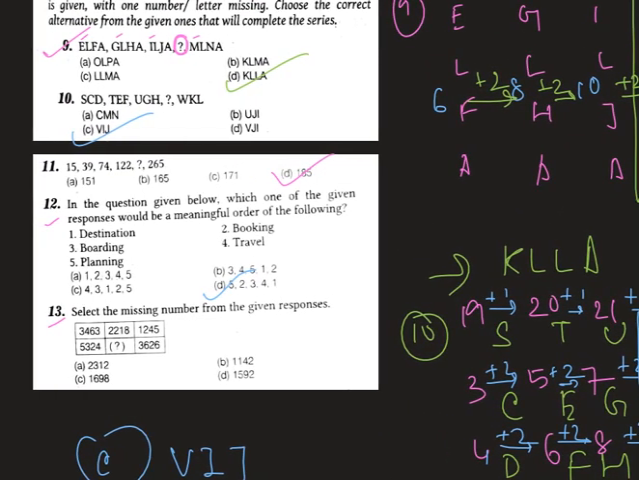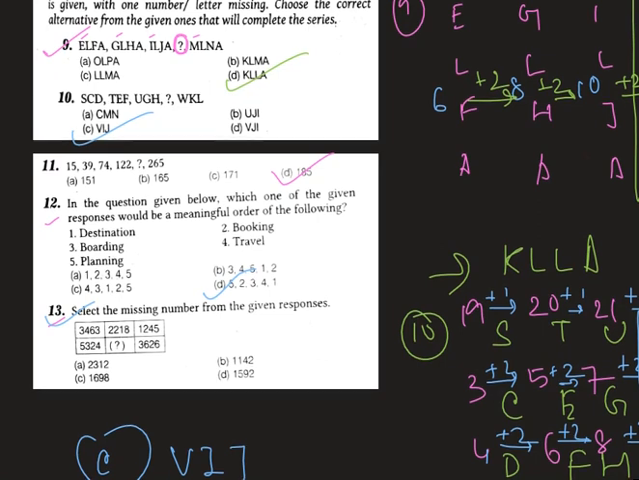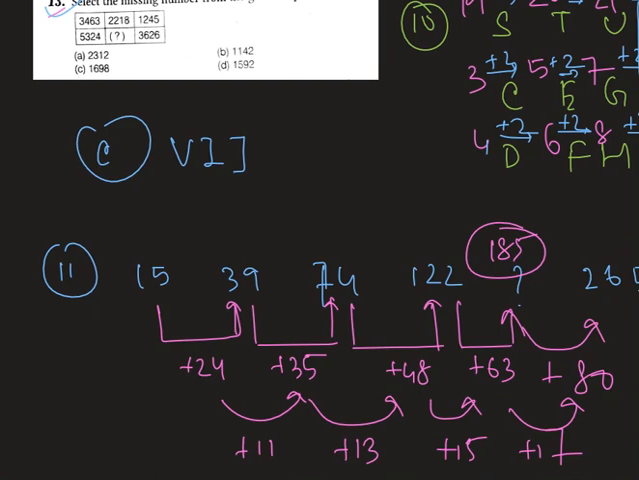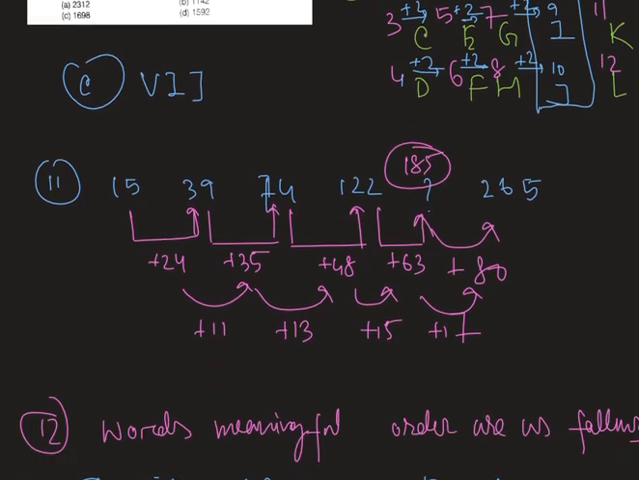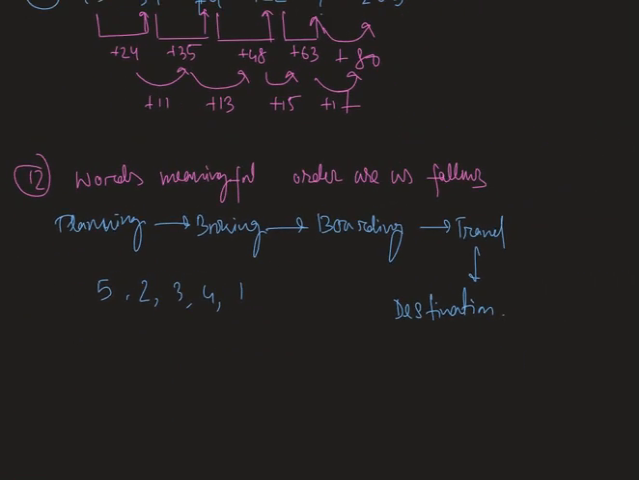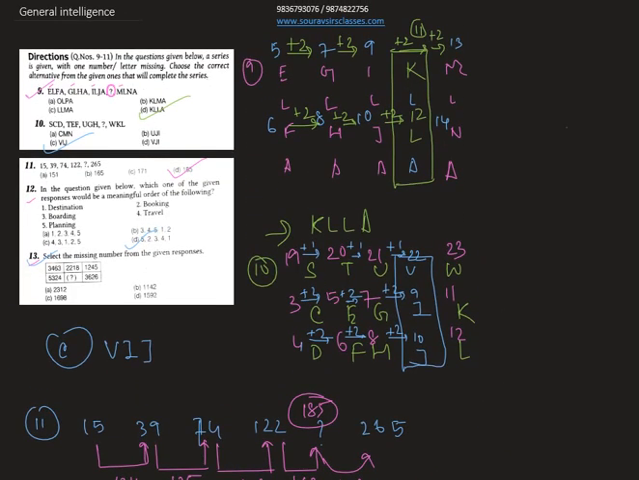Now let's solve the last question. Select the missing number from the given response. As we can see, we are given some numbers and there is a question mark in one number, and we need to find that particular number based on some pattern. So in the first row we have three numbers. The first one is 3463 and the last one is 1245. If we subtract them, then we get 2218, which is the middle number.